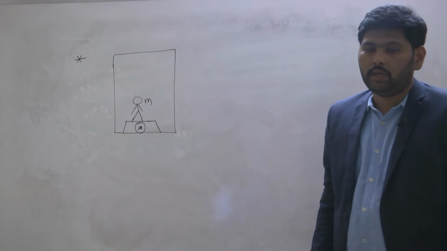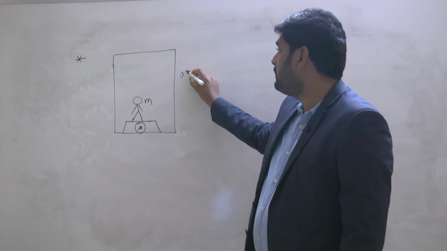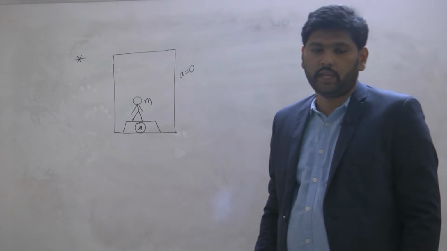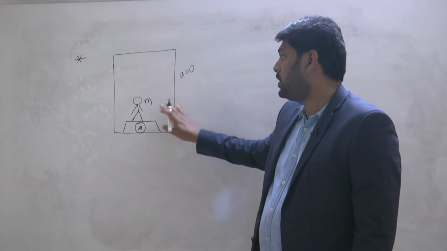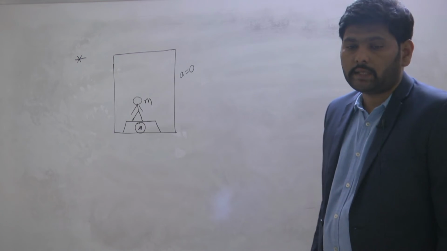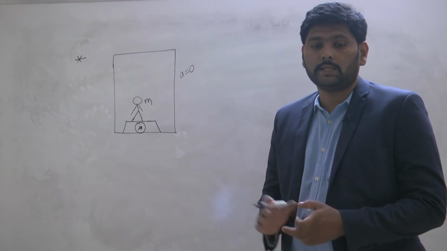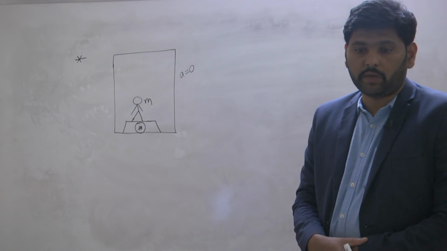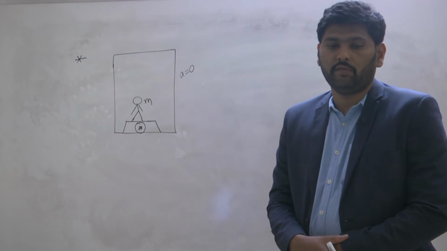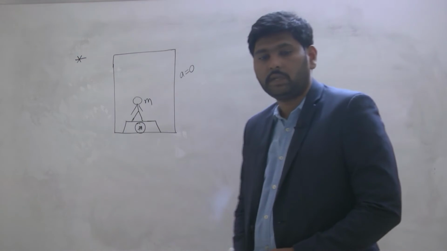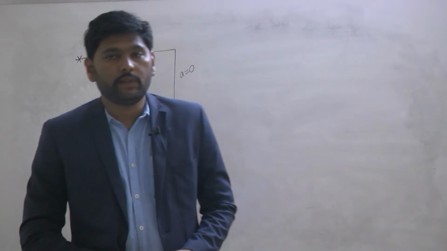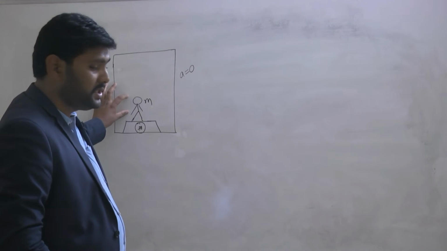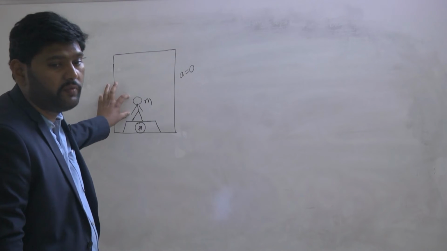Now here, let's say the acceleration of the lift is 0. The lift is not moving anywhere. So the acceleration of the lift is how much? 0. In this case, what is the weighing machine reading? That is my question. So when the acceleration of the lift is 0, what is the machine reading? How do you find the weighing machine reading?